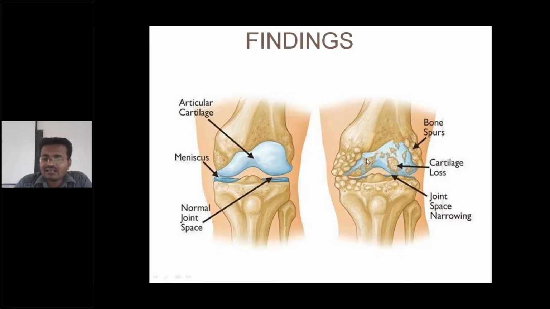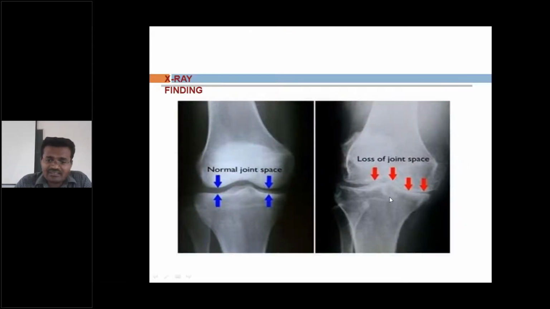This is known as septic arthritis. Arthro means joint, itis means inflammation. See, this is the normal joint space, and whenever there is loss of joint space, it will be like this. But in the very early stages, there will be an increase in the joint space. Here at last, this is a very severe case.